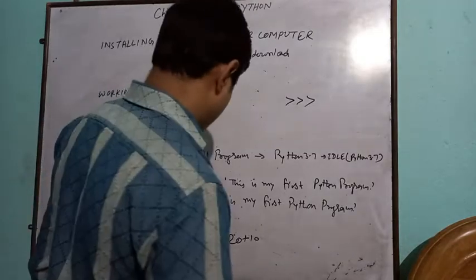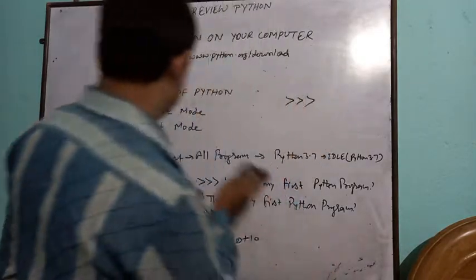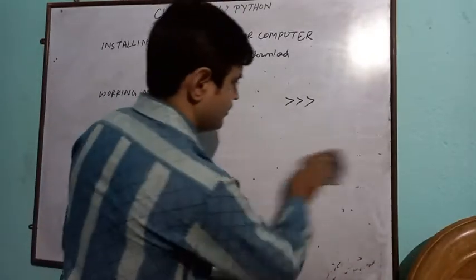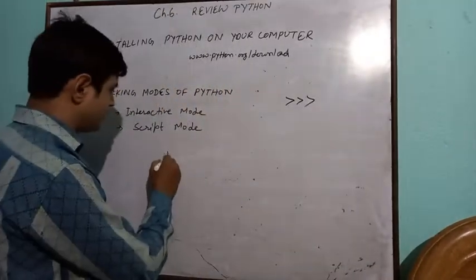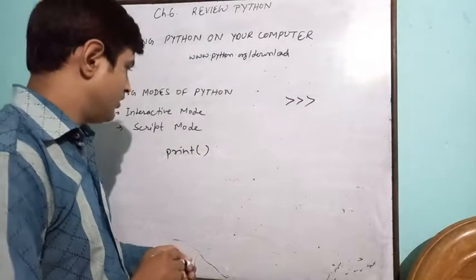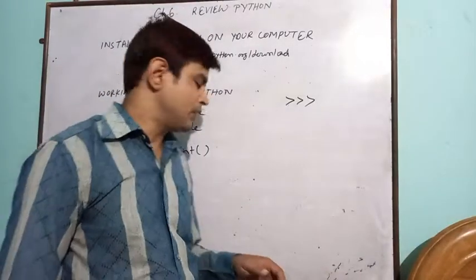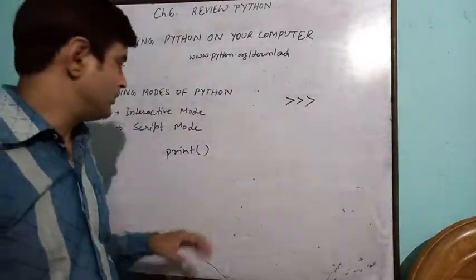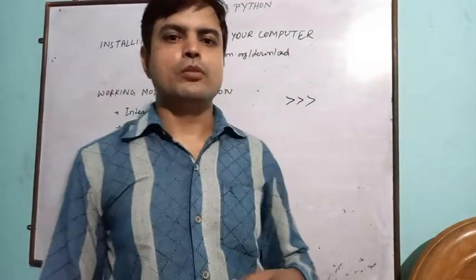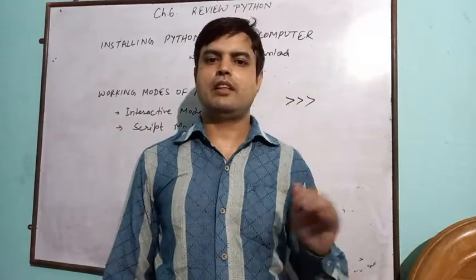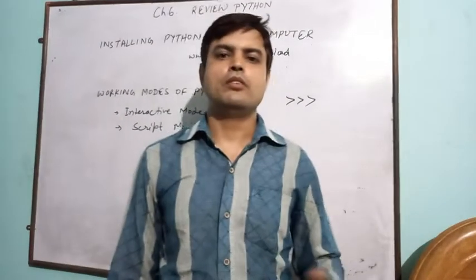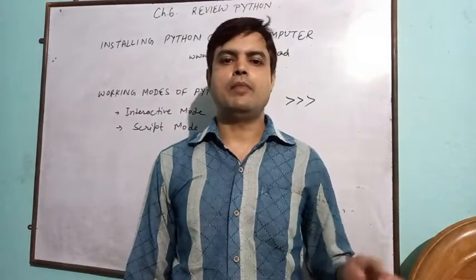And the next is the print function. Now we will discuss the print function. This is the function, as we have already studied. A function is always followed by a small parenthesis to accept arguments. This is the print function, and we will use it in both modes, in interactive mode as well as in script mode. The print function is basically used to display a user-defined message.